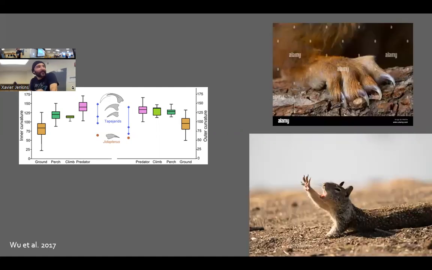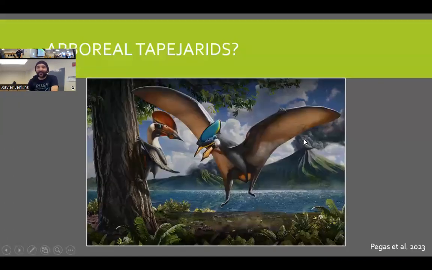Instead, the authors of the study concluded that Tapejarid claws were more comparable to those of tree-living animals, like, for example, squirrels. Now, you don't really think of the claws of squirrels as being big and curved, but they actually are if you look at them closely. So it's thought that Tapejarids might have been arboreal, living in trees.